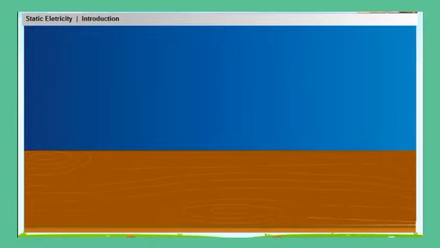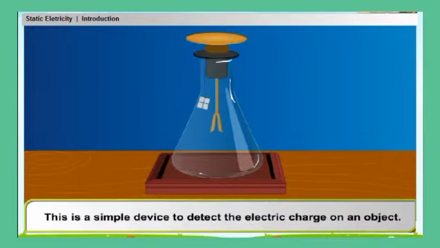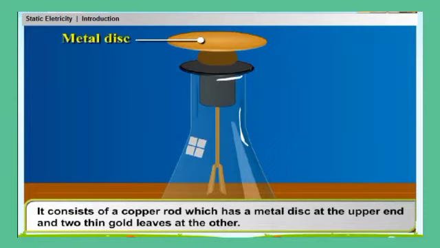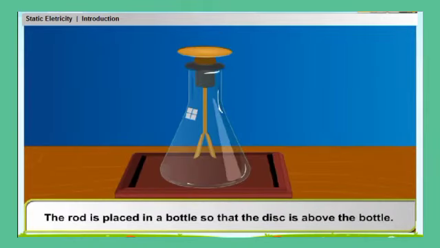Gold leaf electroscope. This is a simple device to detect the electric charge on an object. It consists of a copper rod which has a metal disc at the upper end and two thin gold leaves at the other. The rod is placed in a bottle so that the disc is above the bottle.